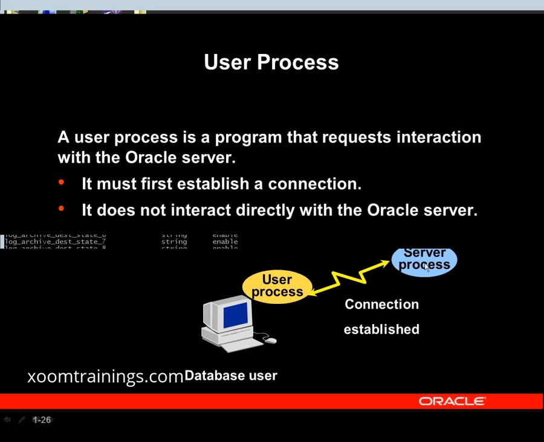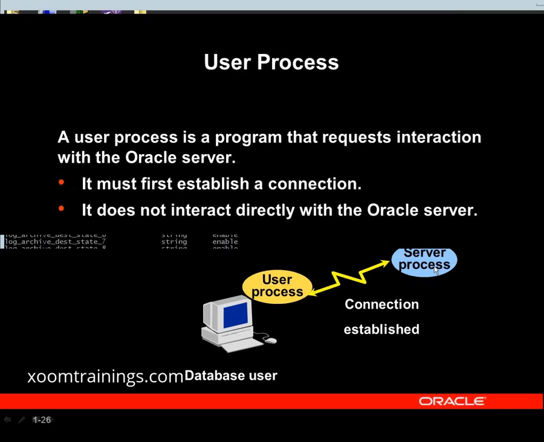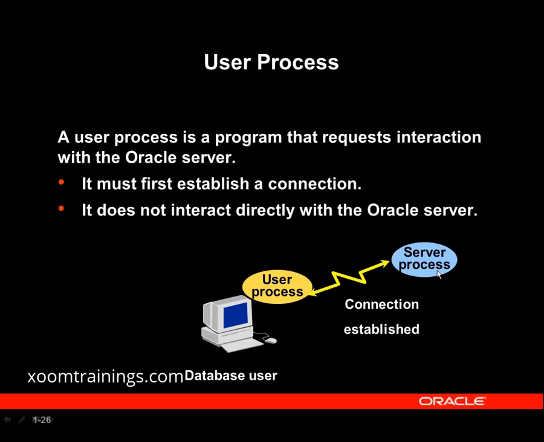The Oracle server is a physical and logical structure. So our connection does not happen with the instance exactly; the connection happens with the server process. This means a server process is allocated for your user process, and then you can do transactions with the database. So that is the user process.